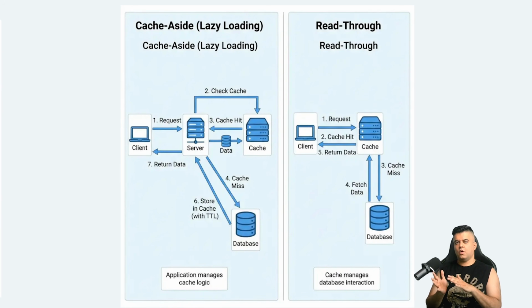Now there's another pattern called read-through. In read-through, the cache sits in front of the database and the application only talks to the cache. If there's a cache miss, the cache itself is responsible for fetching the data from the database, and not the application. So the difference is, in cache aside, your application code handles the logic. In read-through, the cache handles it automatically. What you need to know here is cache aside is more common because it gives you more control, but read-through can simplify your application code.